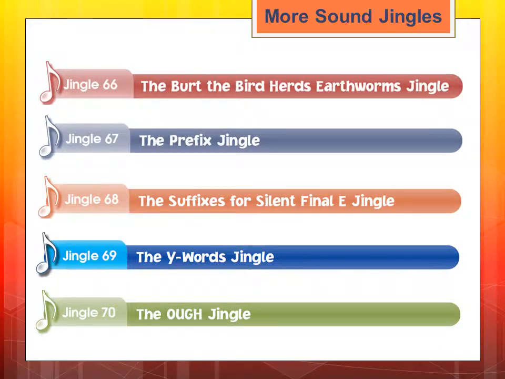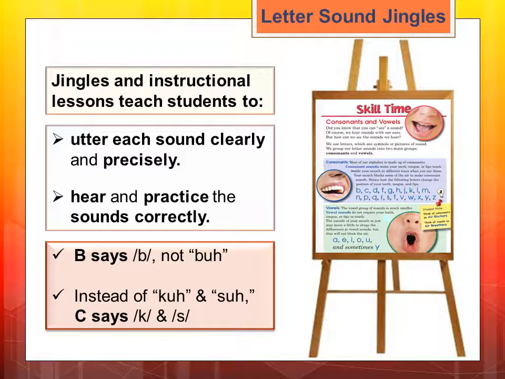In Shurley English, the letter sound jingles enable students to learn how to utter each sound clearly and precisely. It's important that they hear and practice the sounds correctly. Traditionally, examples like the consonants B and C would have been pronounced as such. B would say buh. But we want to make sure that students do not automatically add the short vowel U sound after the consonant unless it's supposed to be there. So listen to the difference. We teach the consonant B like this. B. Can you hear the difference? Instead of k and s, the letter C would sound like this, k and s.